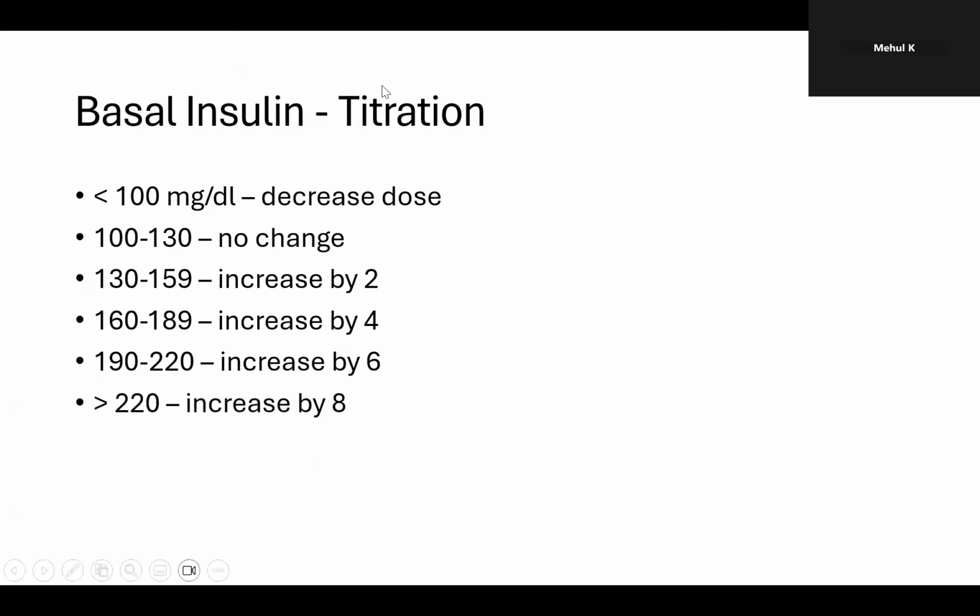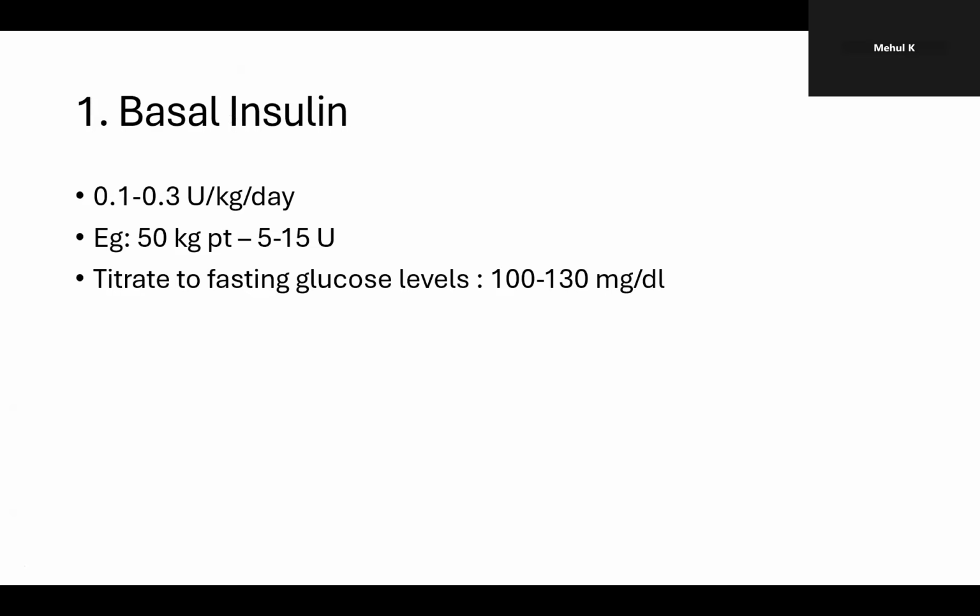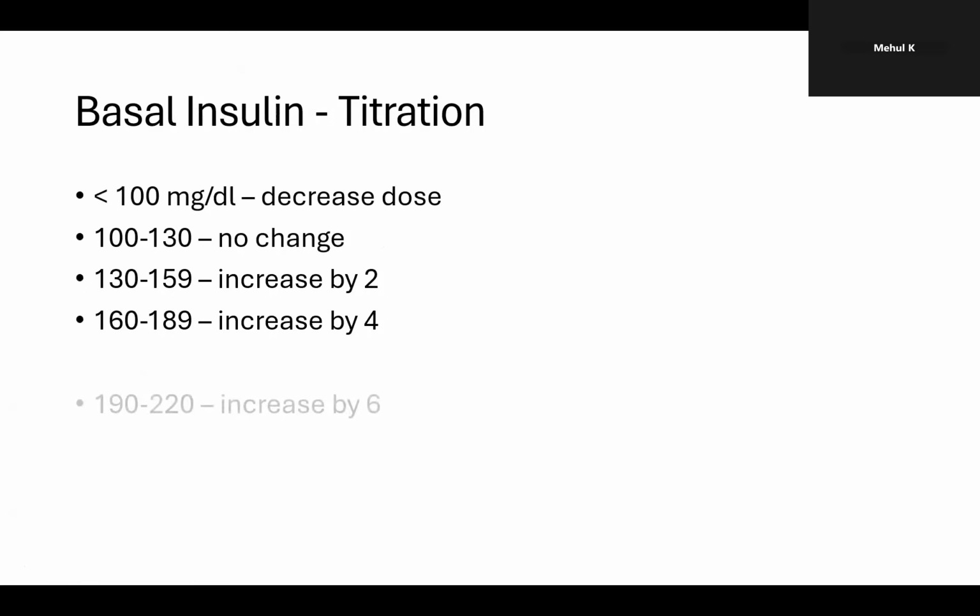So this is how you increase your basal insulin. Even if you don't know this by heart, it's okay, because you can always refer. But just remember the concept that basal insulin is going to be titrated according to your fasting glucose levels, and the target is around 100 to 130.